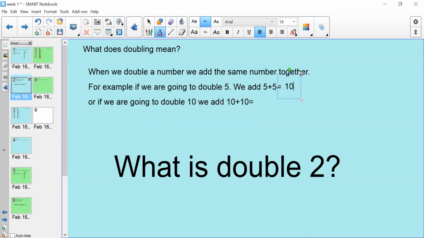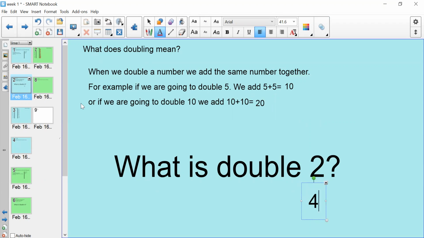Or if we're going to say double 10, we are adding 10 plus 10. So double 10 is 20. Whenever we double a number, we're just adding that same number twice. So pause the video and think about what double 2 will be. Okay, double 2 is 4.